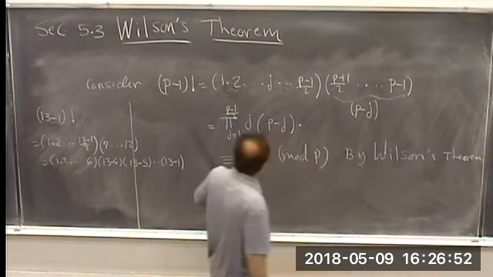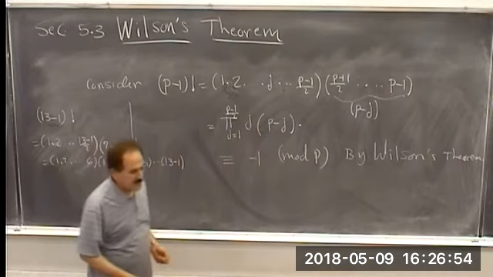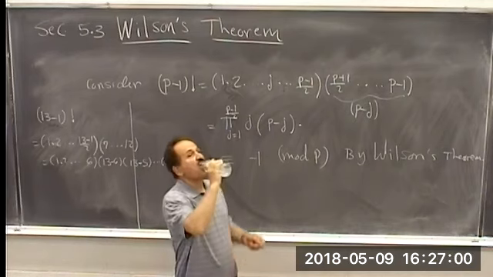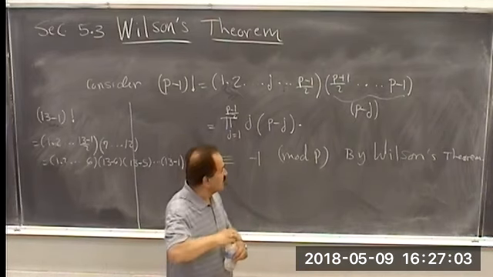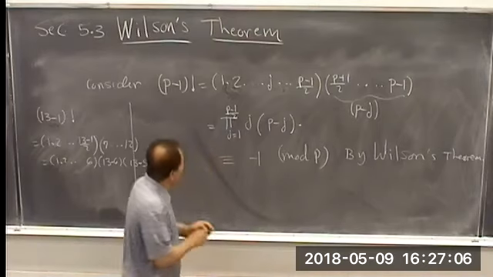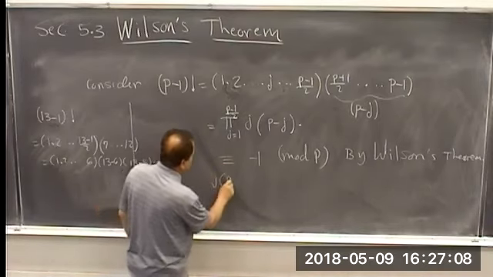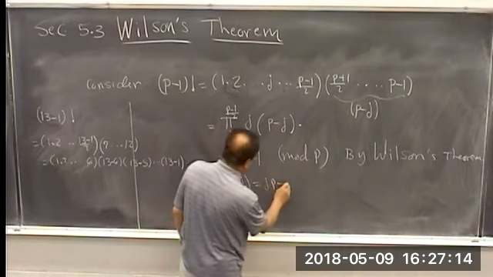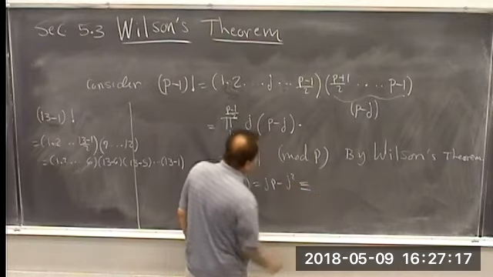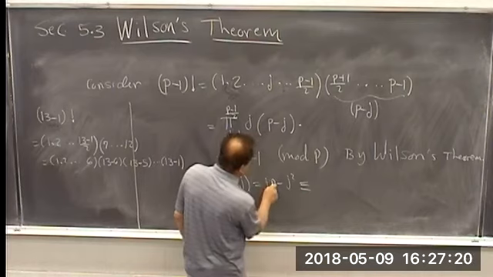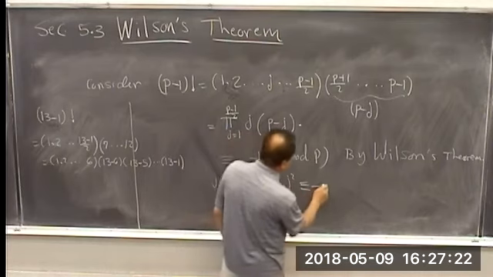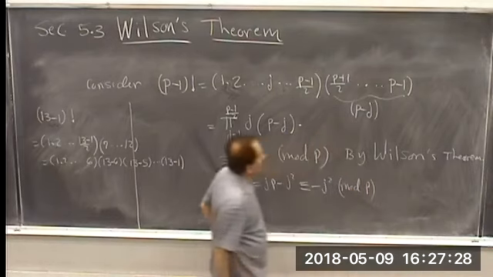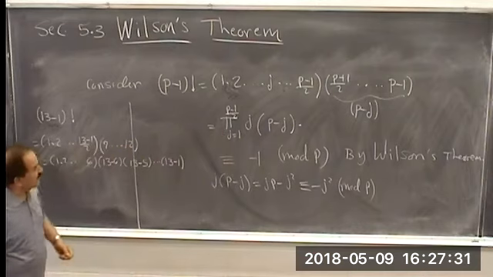Well, let's look at this factor in the product. Let's look at j times (p minus j). So this is equal to jp minus j squared. Now mod p, jp is congruent to 0, and so this becomes minus j squared mod p.